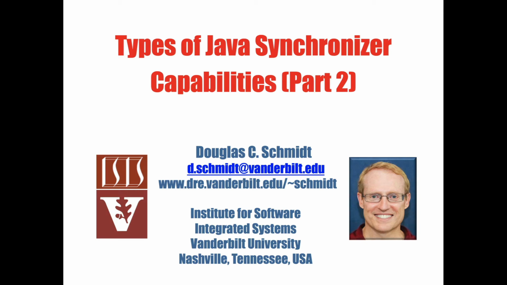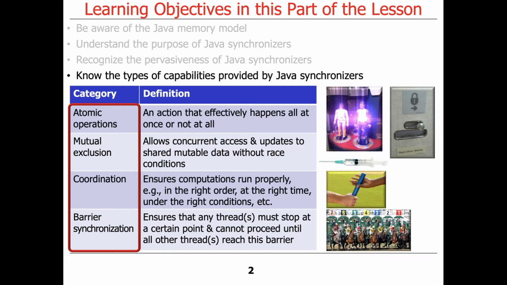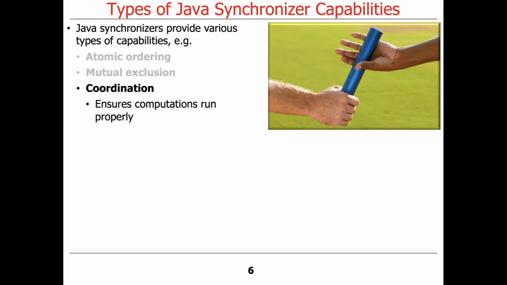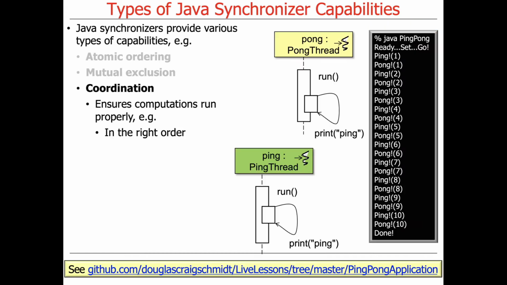So the second part of our overview of Java synchronizers' capabilities will be focusing on coordination and barrier synchronization. Coordination ensures that computations run properly in the right order. As we saw with our ping pong example, we wanted to have ping followed by pong and so on.